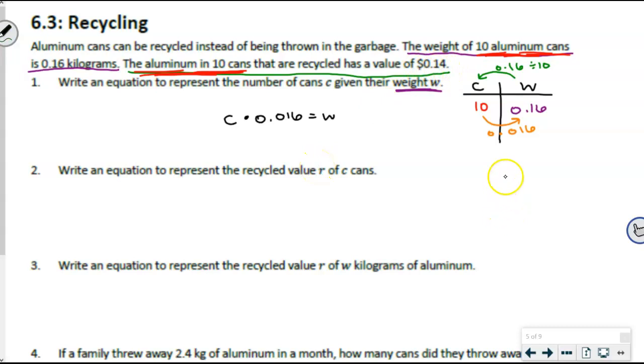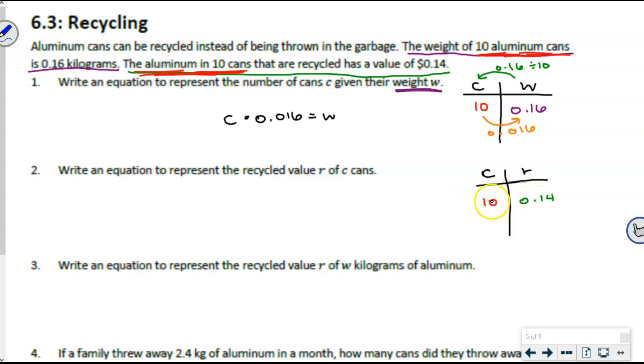Make a little miniature table. The number of cans and its R, its value. Well, just like before, remember we have 10 aluminum cans, and that has a value, as we can see here, of 14 cents. Now I said on the last problem there's another way we could have done this. I'm going to show you that other way right now.